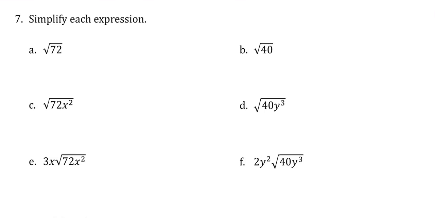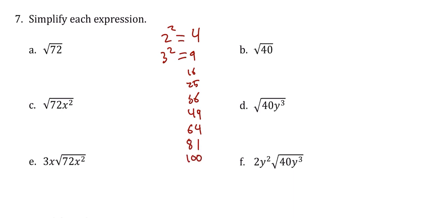Okay, let's do problem 7. So we're simplifying radicals here. And the key thing to know when you're simplifying radicals is to keep in mind the perfect square numbers. So the perfect square numbers are 2 squared is 4, 3 squared is 9, so on and so forth. So we have 4, 9, 16, 25, 36, 49, 64, 81, and 100.